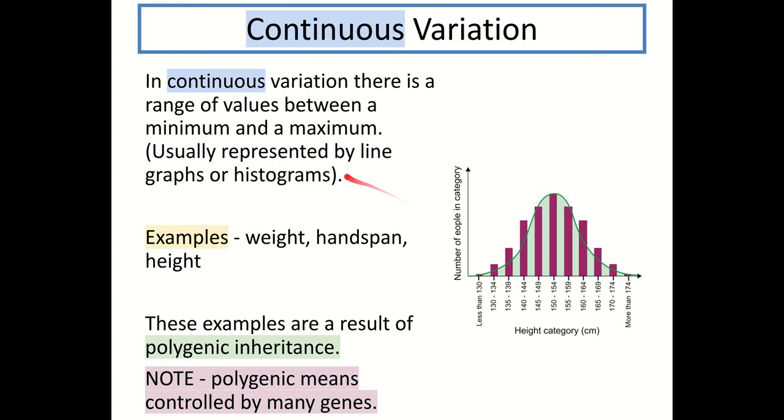Examples of continuous variation are things like weight, height, and handspan. So usually anything that is a number. Now, I mentioned before that discrete traits are controlled by only one gene through single gene inheritance. Because continuous variation is more complicated, instead of getting a few distinct groups, you end up with a range of values. This is as a result of something called polygenic inheritance. If we break this word down, which sometimes helps a lot in biology, poly means many and genic means genes. So these traits are controlled by many genes.